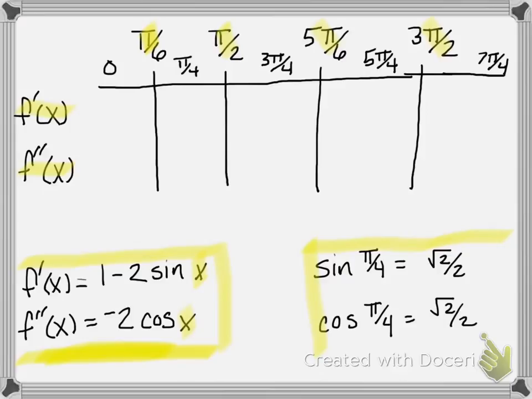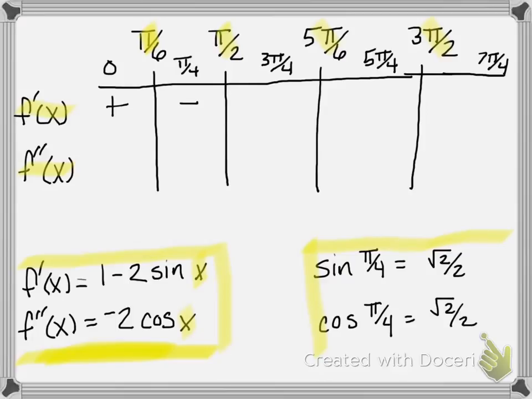sine of 0, which is our f prime, sine of 0 is 0, 2 times 0 is 0, 1 minus 0 is 1, so that's going to be positive. And so then we just plug in pi over 4, which is the square root of 2 over 2. 2 times the square root of 2 over 2, the 2's are going to cancel, so we're going to have 1 minus the square root of 2. Well, the square root of 2 is larger than 1, so we're going to have a negative.